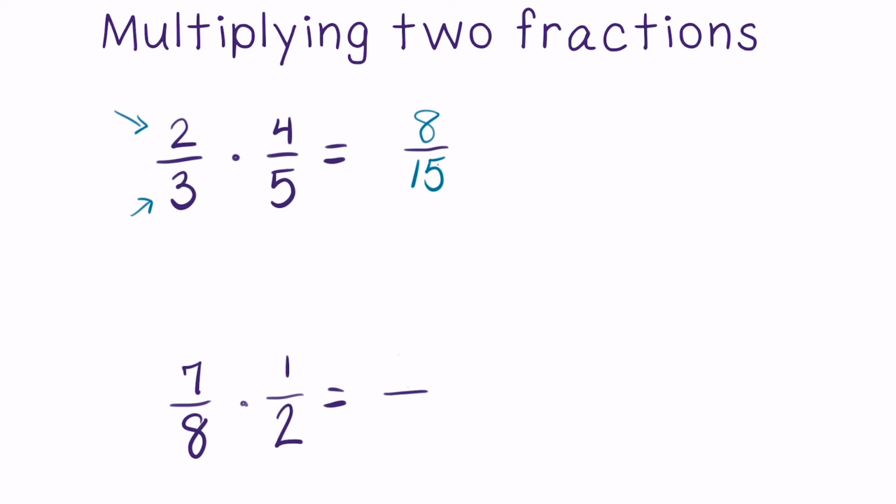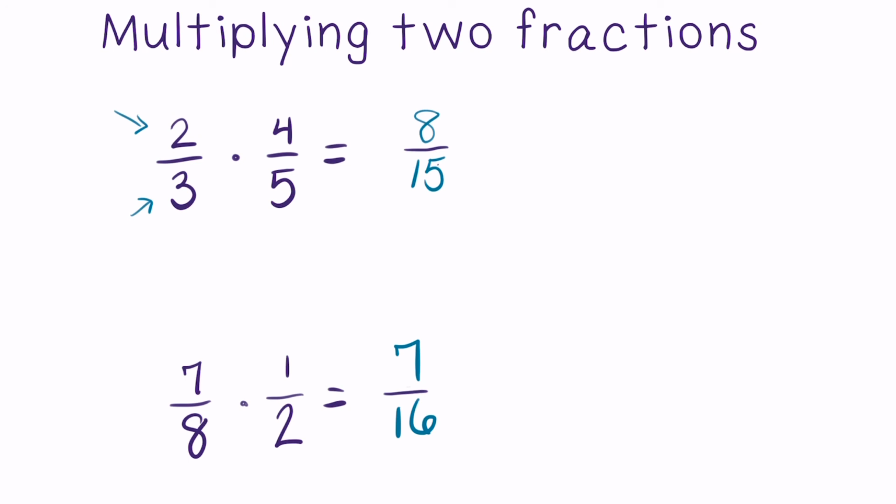Let's try this again with one last problem. 7/8 times 1/2. Let's start with our numerators. 7 times 1 equals 7. And now the denominators. 8 times 2 equals 16. 7/8 times 1/2 equals 7/16.